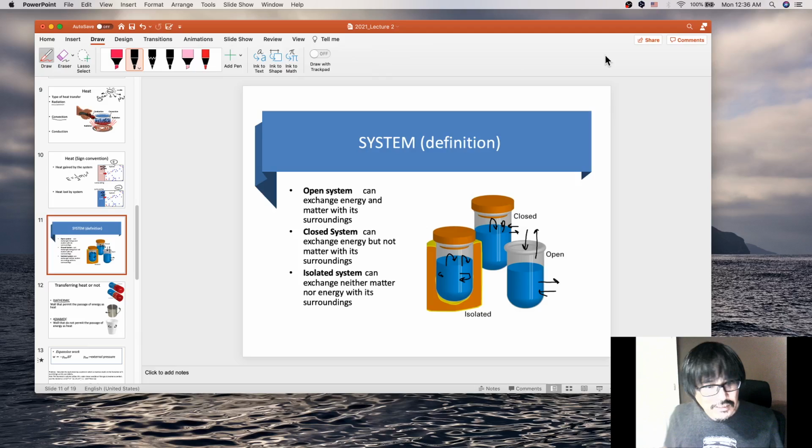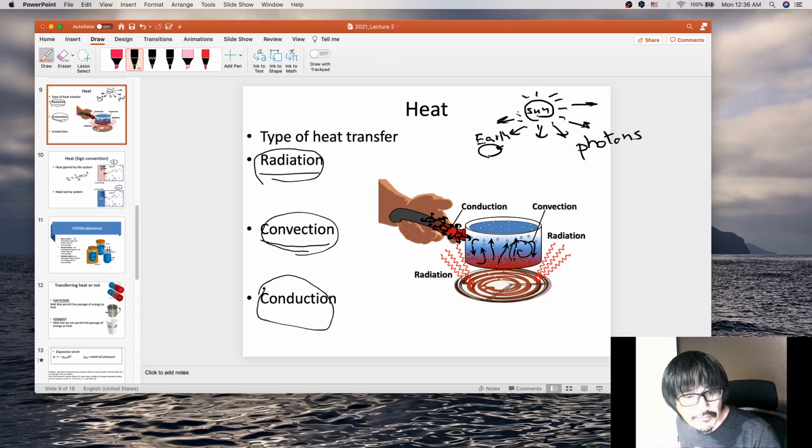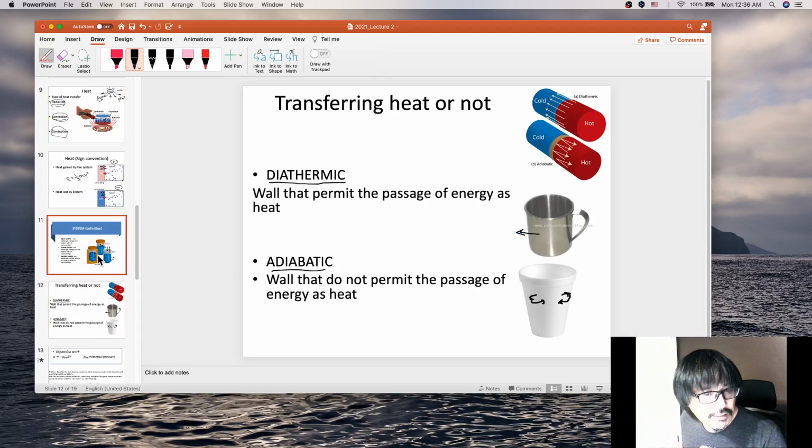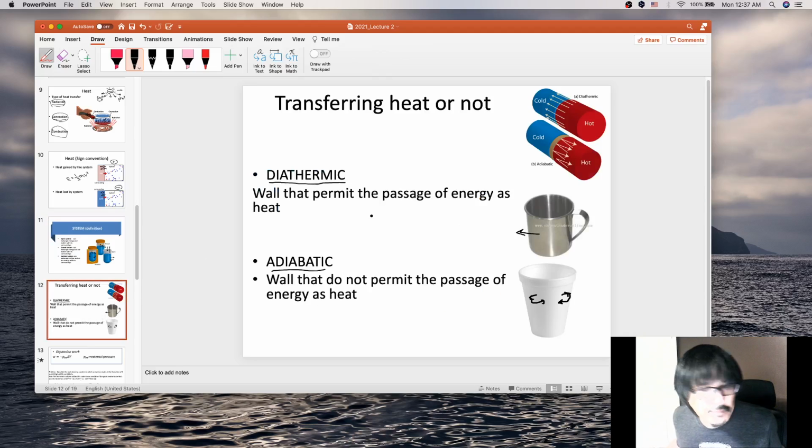So it cuts off all three different heat transfers. So these thermal mugs are a fairly good design from my point of view.